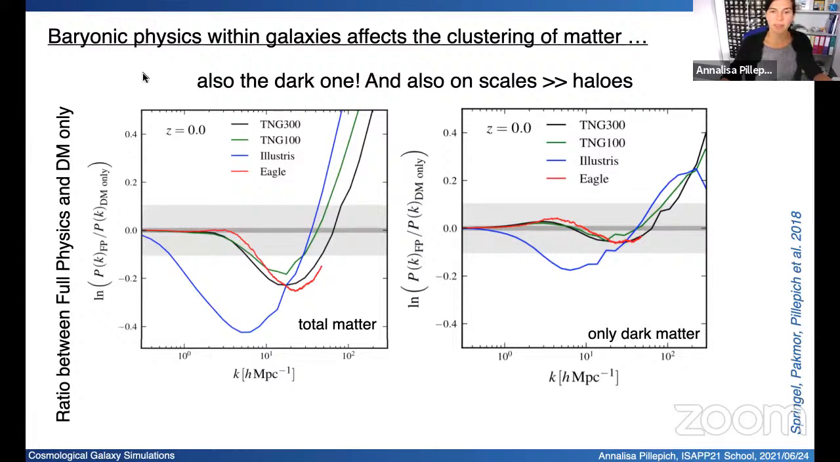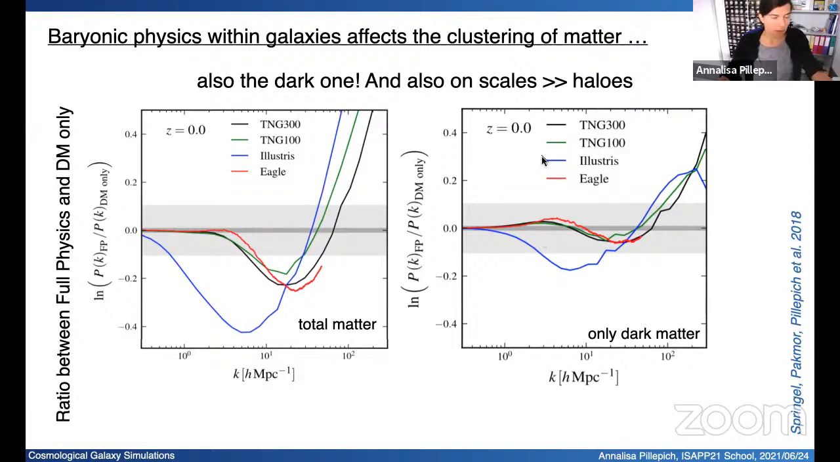I want you to look at the one which is only about dark matter, the dark matter power spectrum, and it's this ratio. So it's the power spectrum only of dark matter, but in simulations that include full physics and also gas versus not. As you can see, these are spatial scales on the bottom, the x-axis. The deviations from dark matter only predictions can be quite large, and can be quite large on scales that are much larger than the typical scales of halos or galaxies.